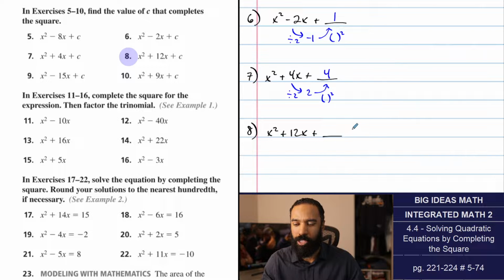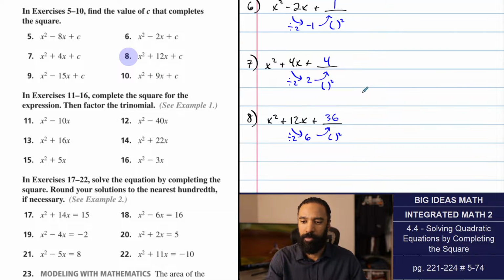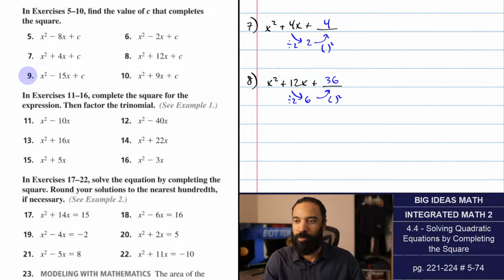X squared plus 12x plus blank. We take 12 and divide it by 2 to get 6. And 6 squared is 36. Completes the square there. Sorry that I was talking through those problems. That's my way of coping, as it's going to be quite a long video.